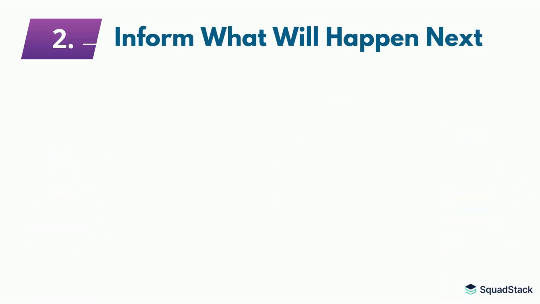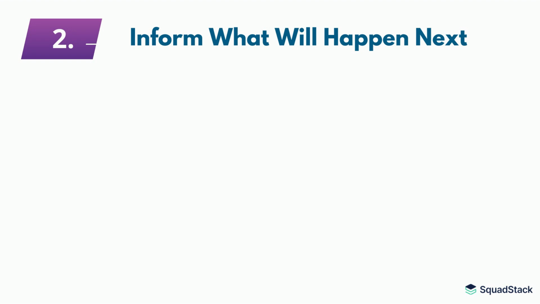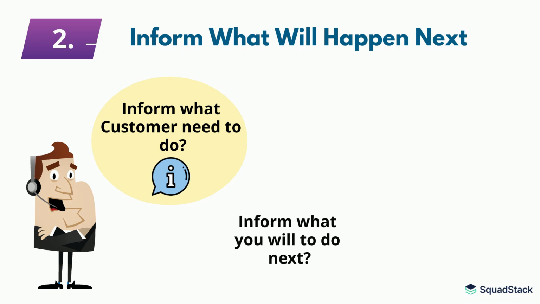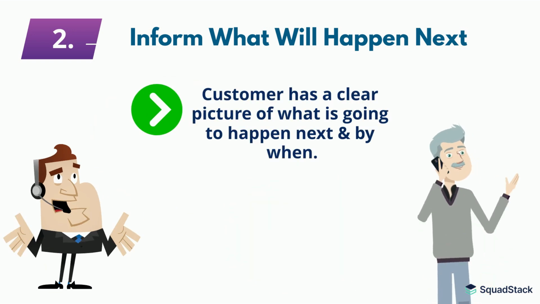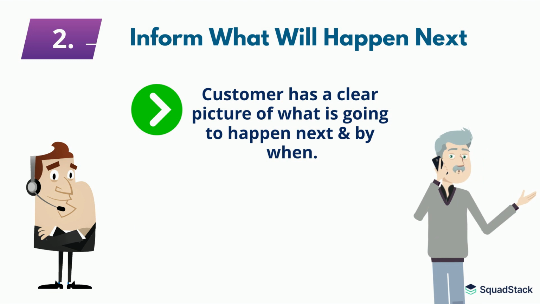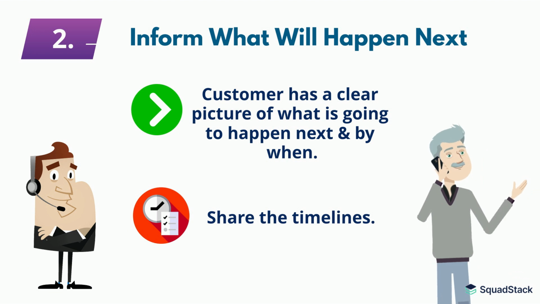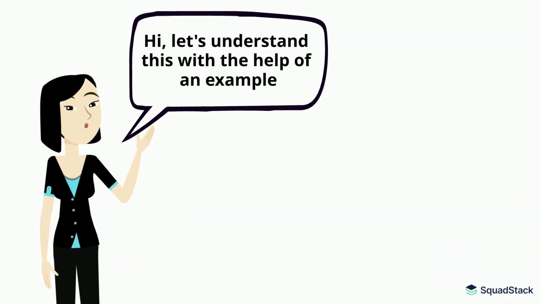Number 2. Inform what will happen next. Inform what the customer needs to do next or what you will do next, so that the customer has a clear picture of what is going to happen and by when. Share the timelines and next steps involved after the closing as well. Let's understand this with the help of an example.